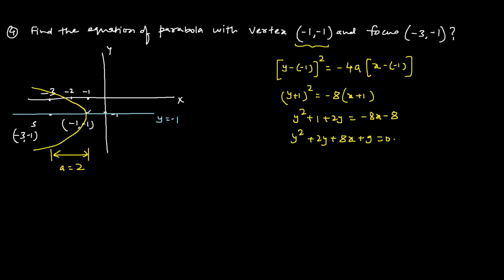And what should be the directrix? The distance of vertex and directrix is also a. Vertex is at (-1, -1), so the directrix should be somewhere here at distance 2 from vertex, so it is at 1. So the equation of directrix should be x equal to 1.